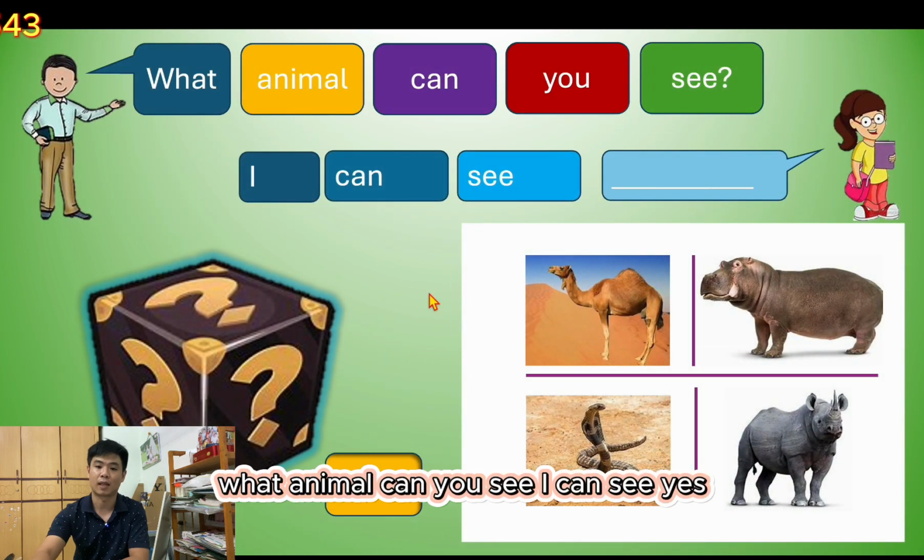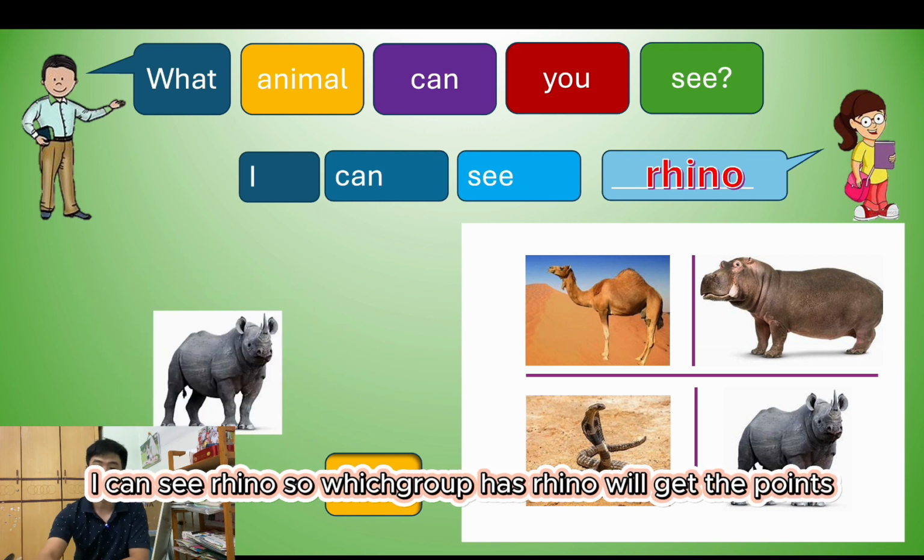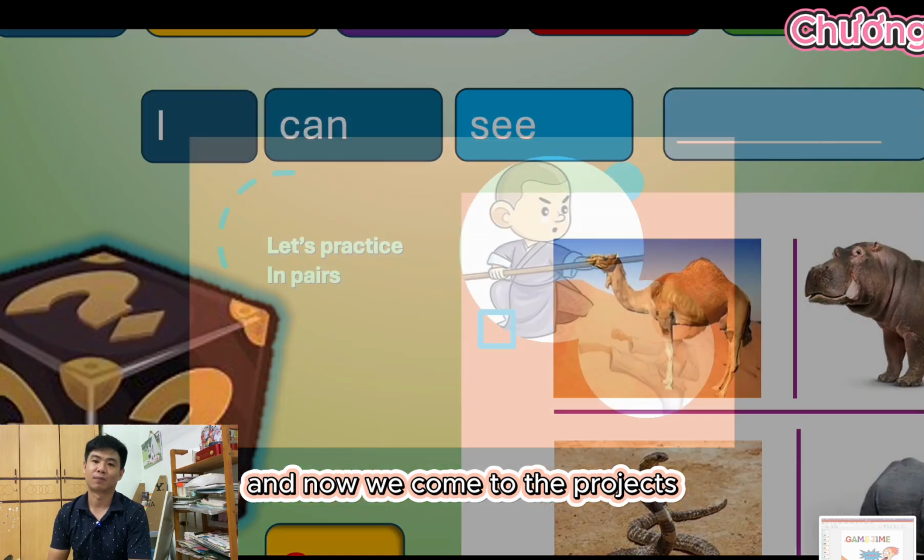Next, what animal can you see? I can see, yes, I can see rhino. So which group can get the rhino? They can get the points. And now we come to the practice.